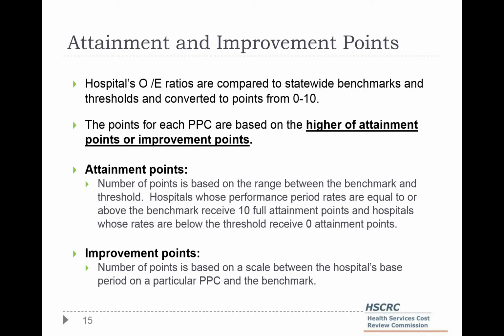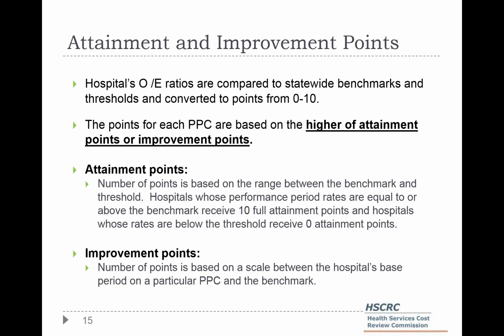of attainment or improvement. So for attainment, the number of points a hospital will receive is based upon the range between the benchmark and the threshold. Hospitals whose performance period rates are equal to or above the benchmark receive 10 full attainment points, and hospitals whose rates are below the threshold receive 0 attainment points. I will, on the next slide, show you the formula for calculating partial points between 0 and 10.